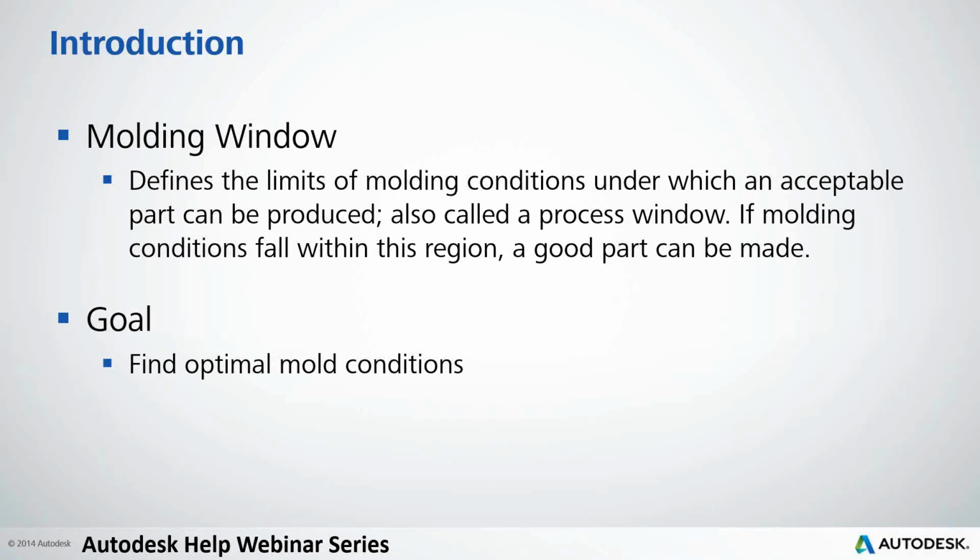So what is the molding window? It defines the limits of molding conditions under which an acceptable part can be produced. It's also referred to as the processing window. And then from this analysis, if the molding conditions fall within the region, which we'll look at later, you can determine if a good part can be made. And the goal of the molding window is just that, to find the optimal molding conditions.